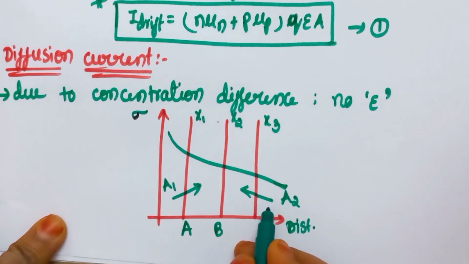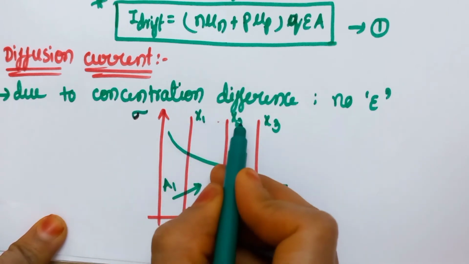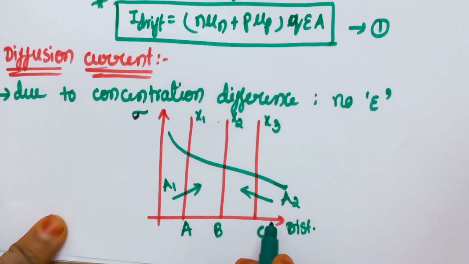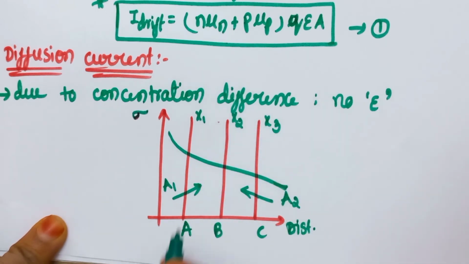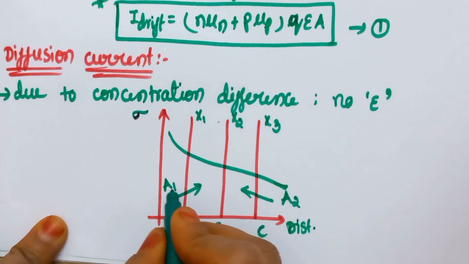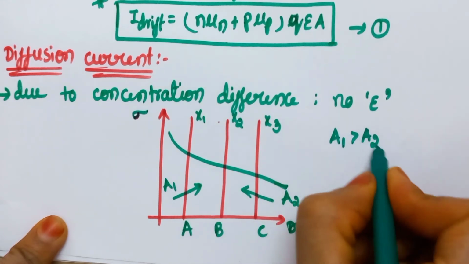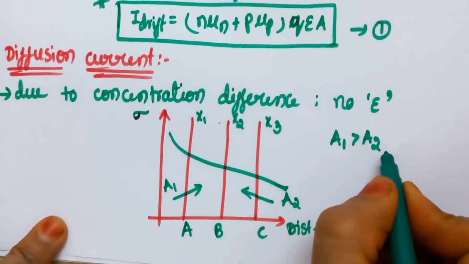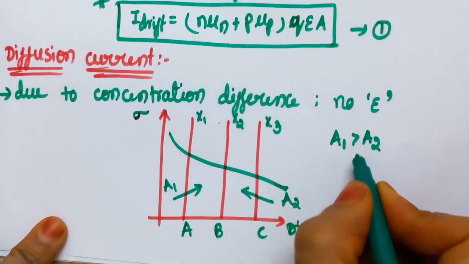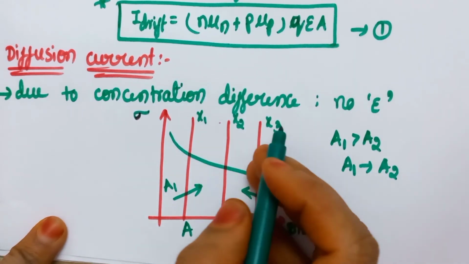That means area A1 is a measure of the number of carriers between x1 and x2, and A2 is the number of carriers between x2 and x3. Here we are considering two areas and we are assuming that A1 is greater than A2. That means the number of carriers in area A1 is greater than in area A2. Therefore, they will move from A1 to A2 because the number of carriers is less in A2.